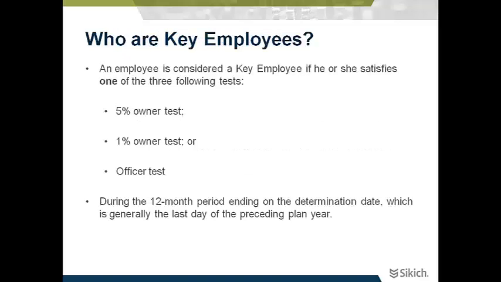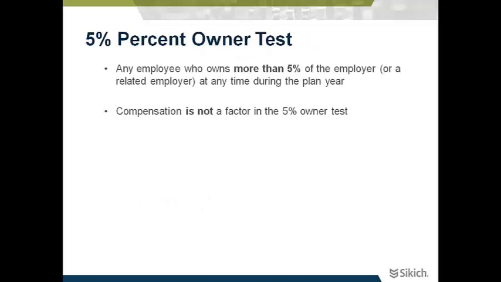Now we're ready to talk about key employees and the tests for determining who a key employee is. On the census, we ask you to confirm all the key employees, and an employee must satisfy one of three tests to be considered a key employee. There's the 5% owner test, there's the 1% owner test, or they must satisfy the officer test. And we're looking at the 12-month period that's ending on the determination date, which is usually the last day of the preceding plan year. So let's first talk about the 5% owner test for key employees.